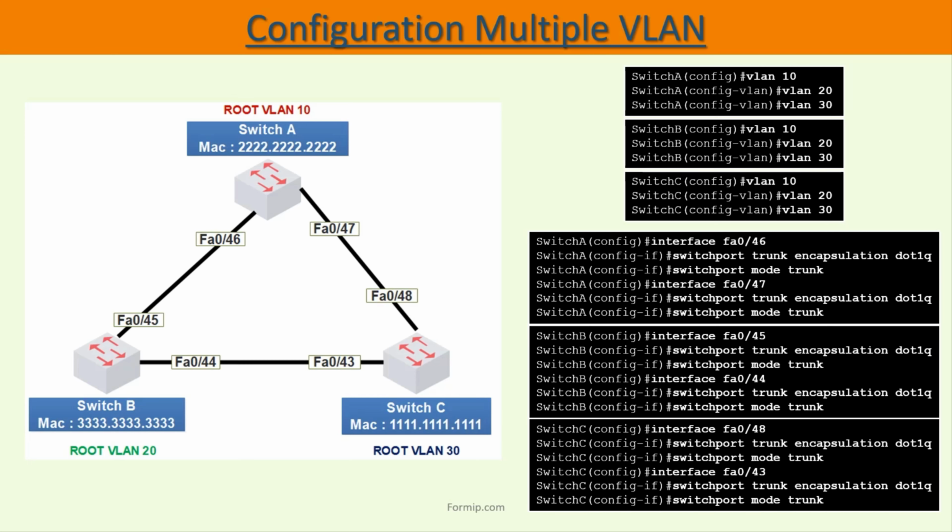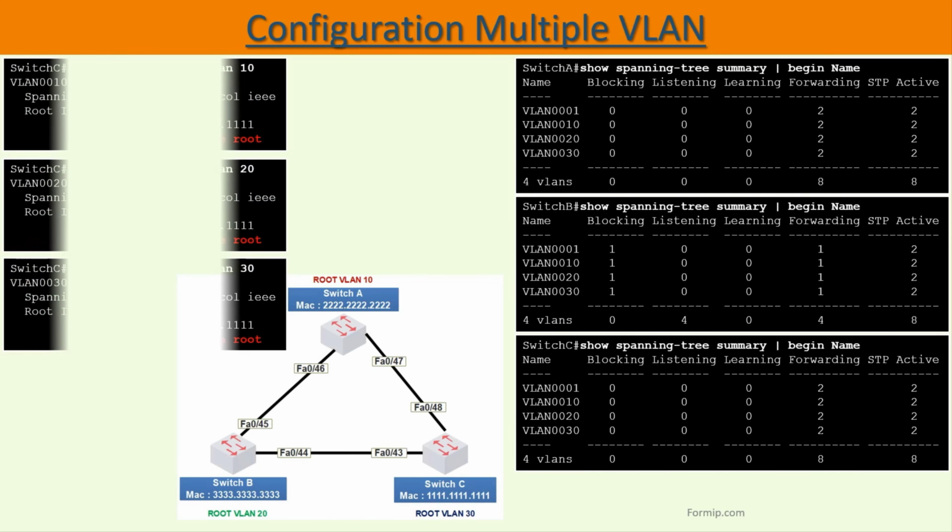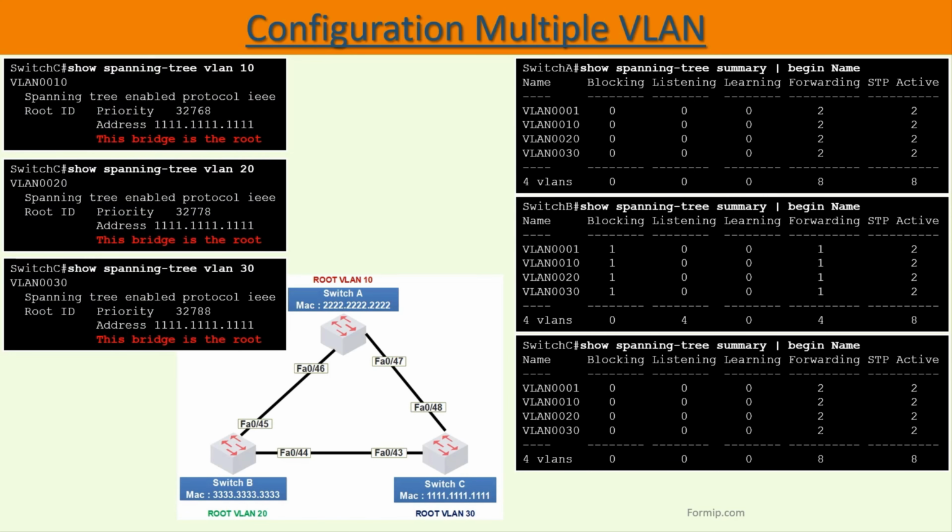switch. The command show spanning-tree summary provides a quick overview of topologies. Here we see that on switch B, all VLANs are in a blocked state. And if we use the show spanning-tree command on switch C, we see that it has been elected the root bridge for all the VLANs. Now that's not what we want.